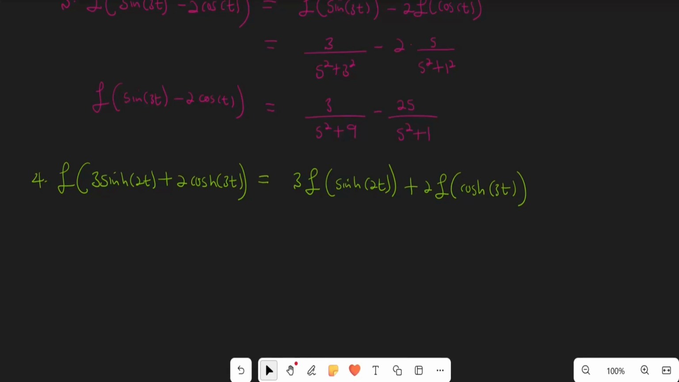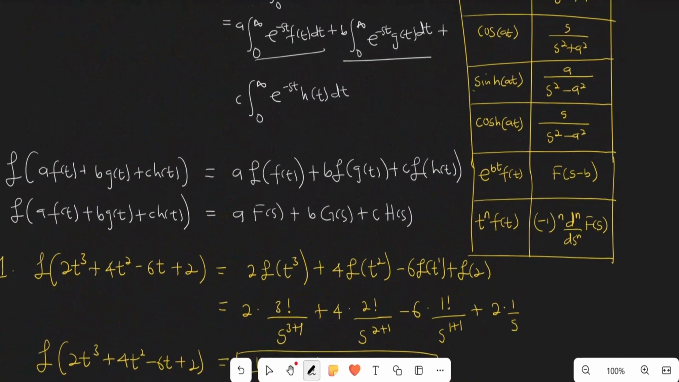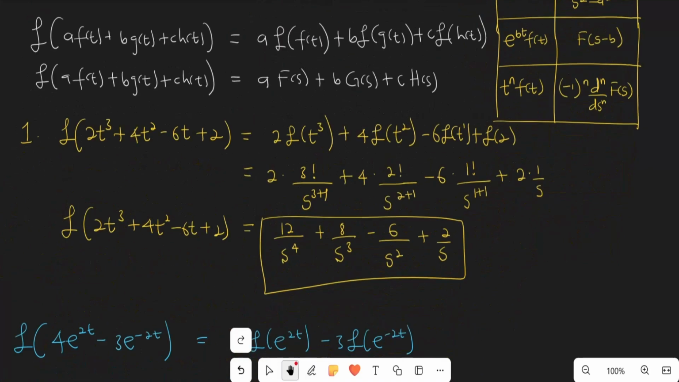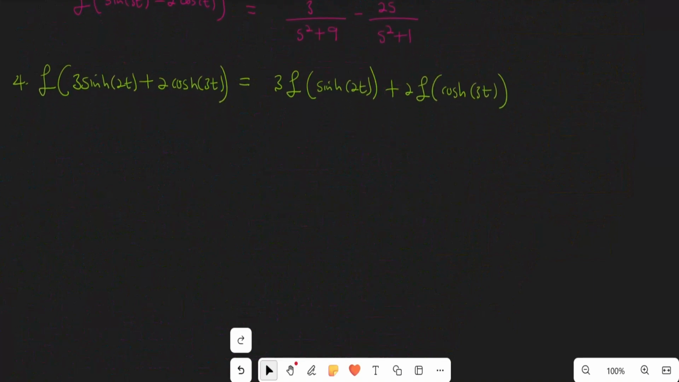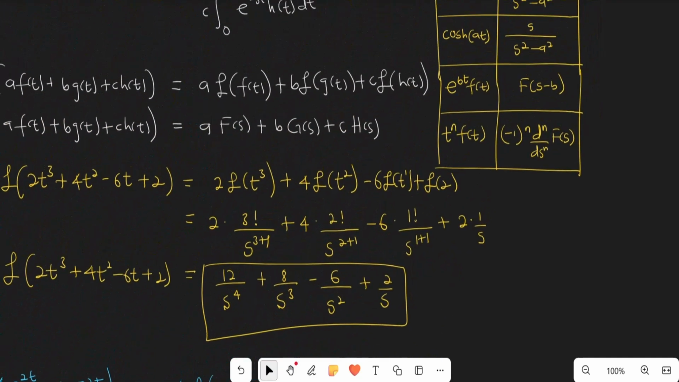So now let's go to our table again. The sine hyperbolic of at is equal to a divided by s squared minus a squared. So this one is equal to 3 multiplied by, a here is 2, so that is 2 divided by s squared minus a squared, which is 2 squared, plus 2 times the Laplace transform of the cosine hyperbolic of 3t.